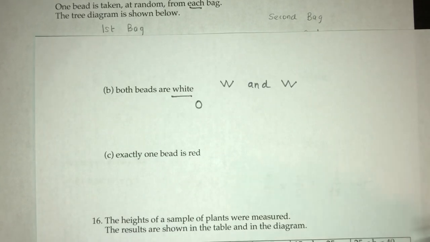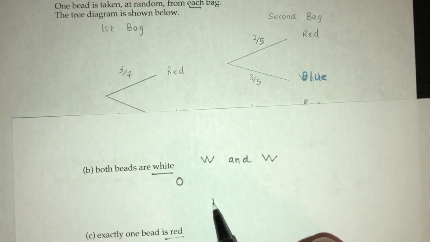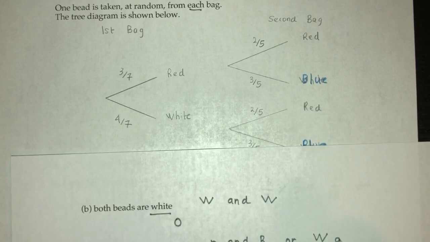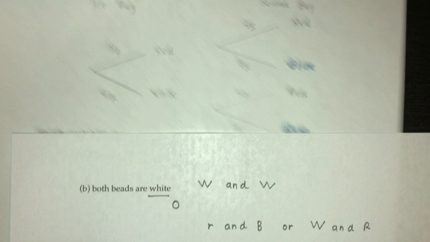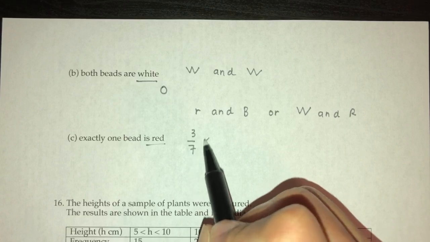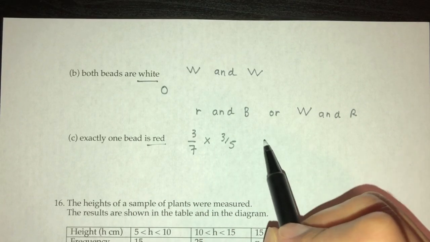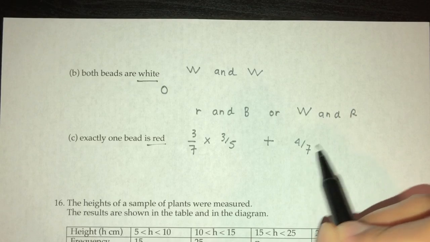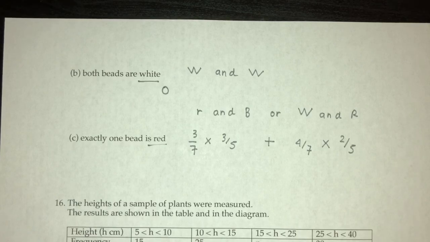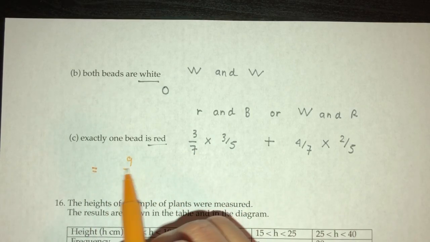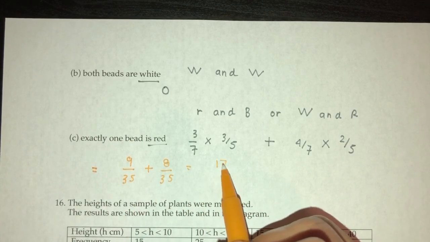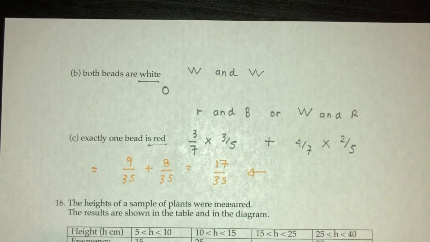Now part C, exactly 1 bead is red. So it can be red and blue, or it can be white and red. Let's write this down. Red and blue will be, the first one is red, 3/7, times blue, 3/5, plus white, 4/7, and red, 2/5. So let's see what we have. 9/35 plus 8/35. 9 plus 8 is 17/35, which will be your answer. Okay, that is your question 15.